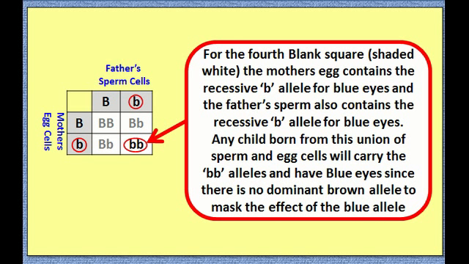For the fourth blank square, shaded white, the mother's egg contains the recessive b allele for blue eyes, and the father's sperm also contains the recessive b allele for blue eyes. Any child born from this union of sperm and egg cells will carry both recessive alleles and have blue eyes, since there is no dominant brown allele to mask the effect of the blue allele.